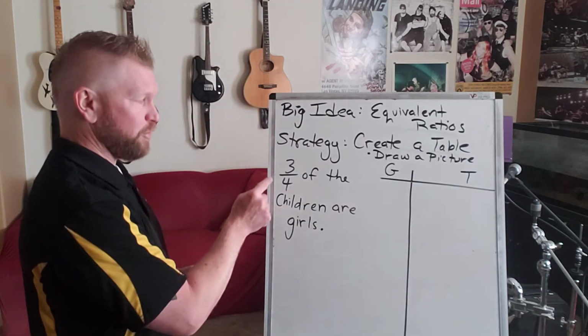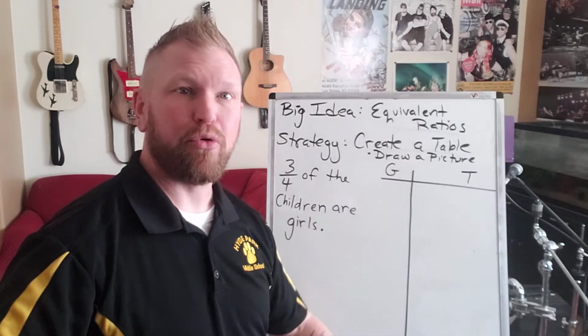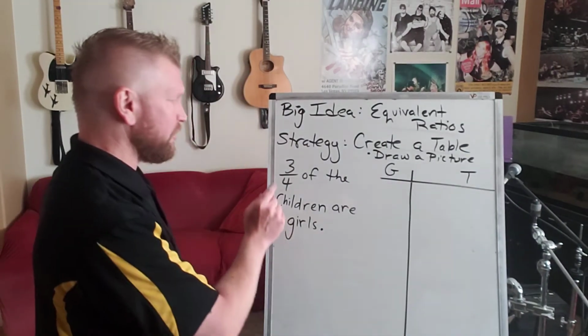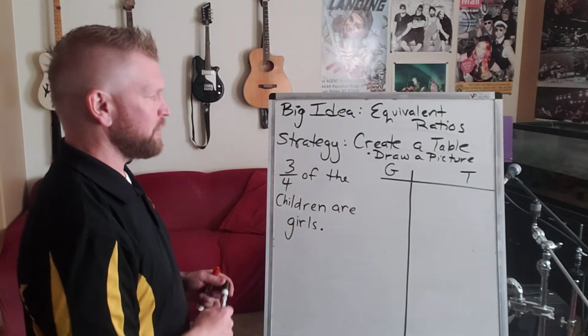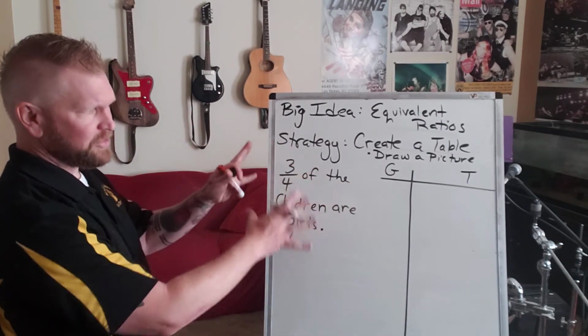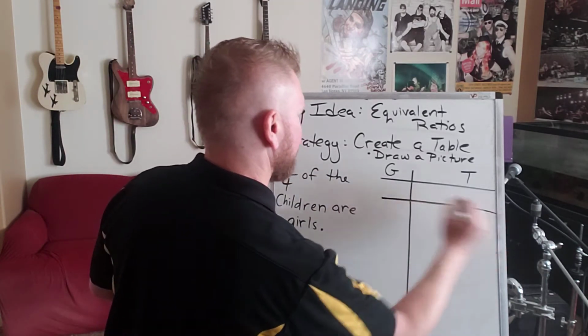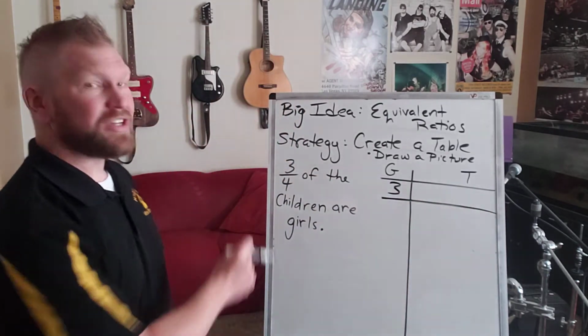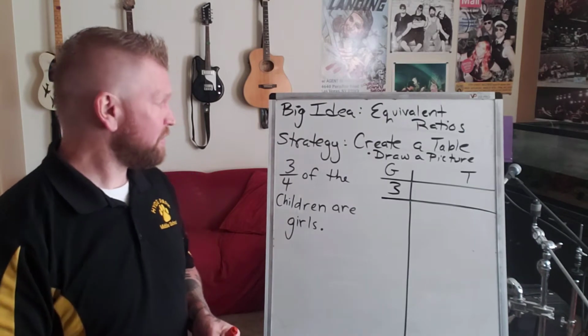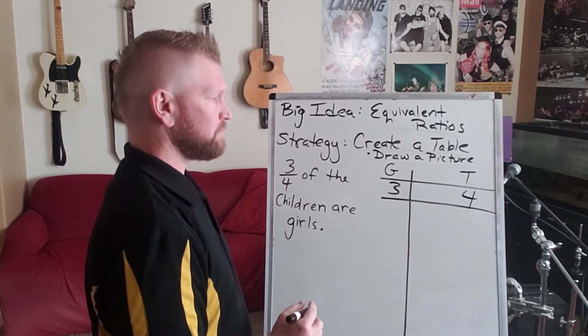Okay, we know that 3/4 of the children are girls. The question is, if there are 60 girls, then how many boys are there? So if we know that 3/4 of the children are girls, here's what we know. For our table, we're talking about how many girls are there. So from this given information, what number should go for girls? 3 girls. 3 girls out of how many total kids? 3 girls out of 4 total kids.